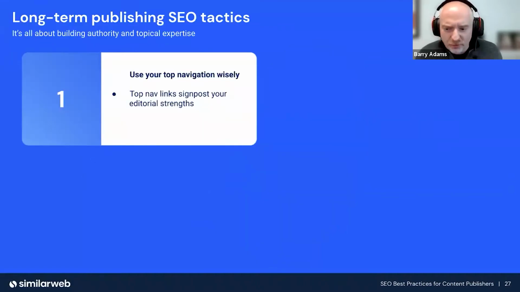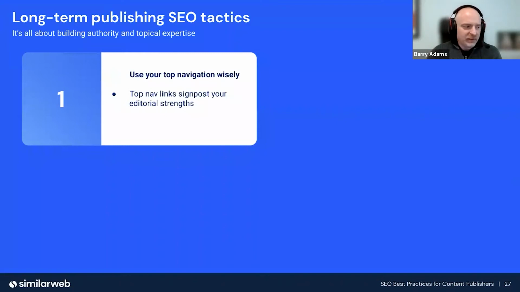First, it all starts with your top navigation. Your top navigation links are basically the signposts that tell the world, including Google, this is what we write about. These are the topics that we cover as a publisher. So you want to make sure that your top nav links are well crafted and clearly indicate your specialties as a news outlet. And it's not just a generic box like here's news, because that's meaningless. You have to sort of use your top navigation as a banner that tells the world this is what we're publishing about.